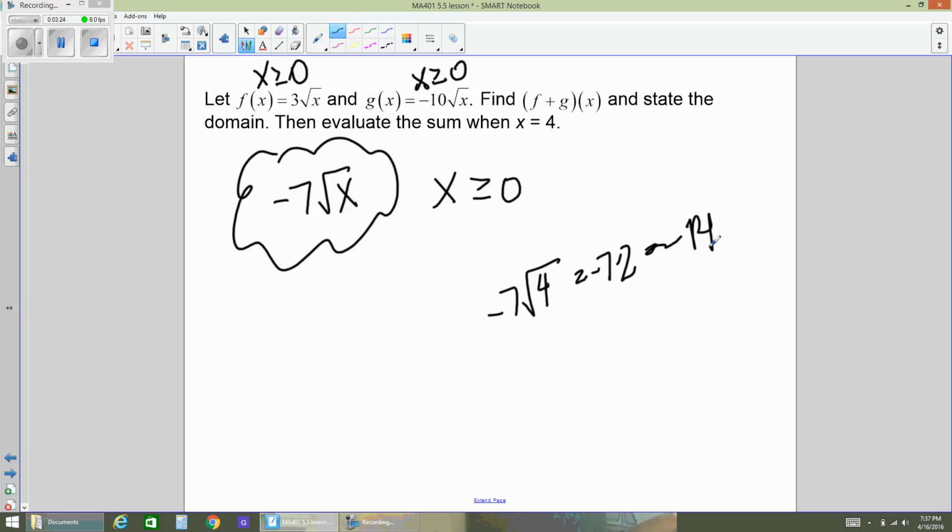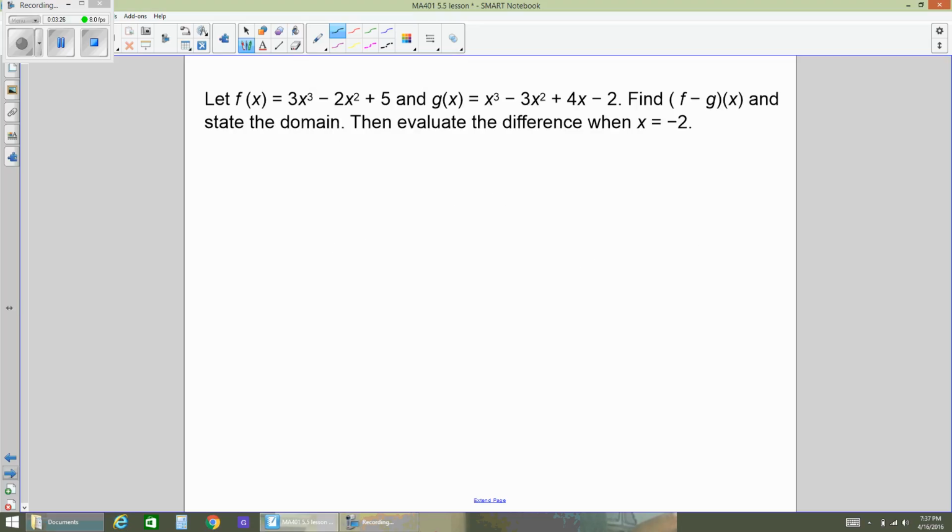All right, let's try another one. So now we have these two big polynomial functions, 3x cubed minus 2x squared plus 5 and x cubed minus 3x squared plus 4x minus 2. It says find f minus g of x. Then state domain, then evaluate.